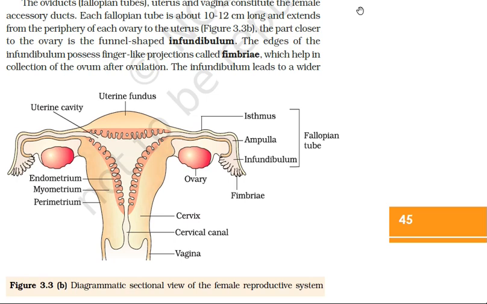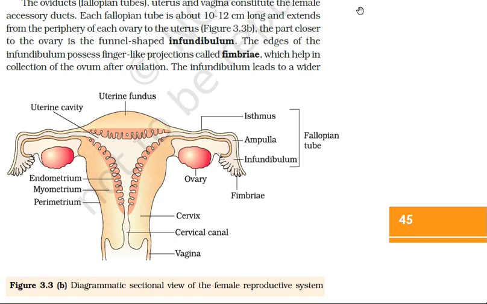Thus we end with the parts of the female reproductive system. The cervical wall also secretes mucus, which is plugged during the process of implantation. This way we finish the various parts of the female reproductive system, and we begin with the gametogenesis process.